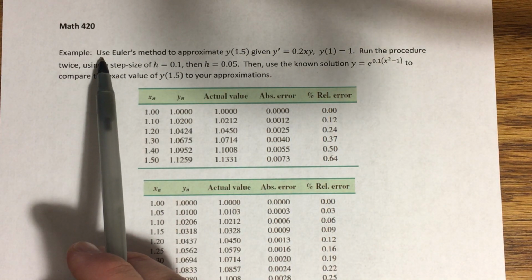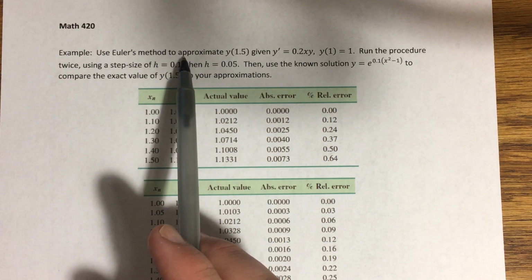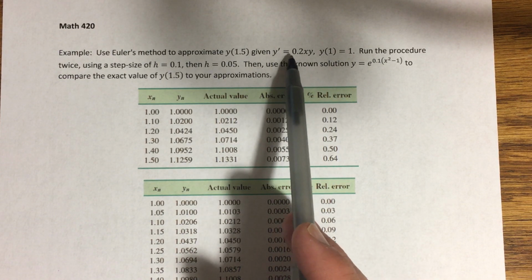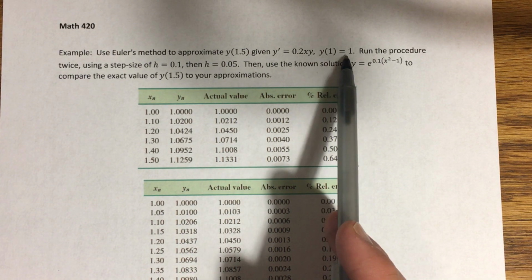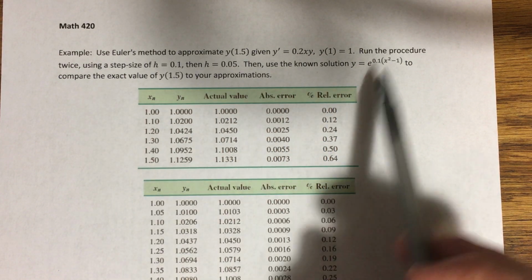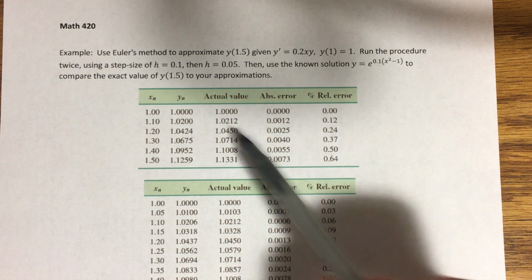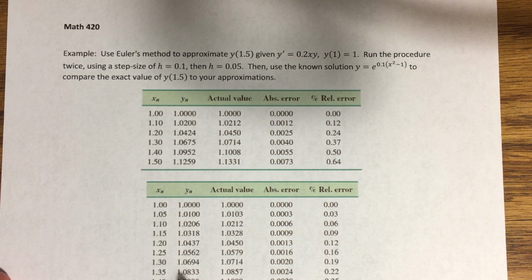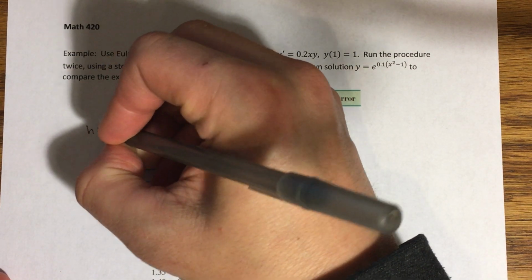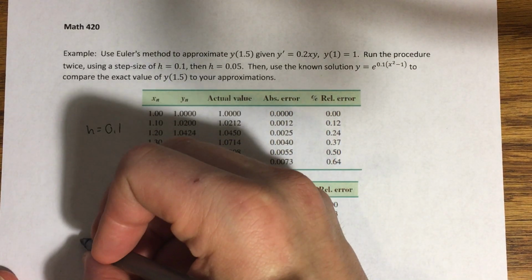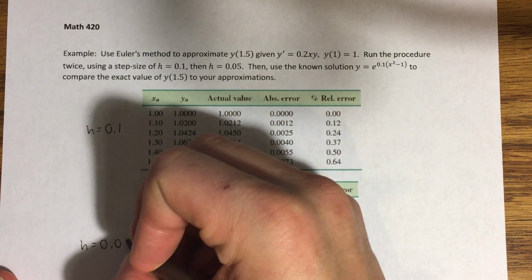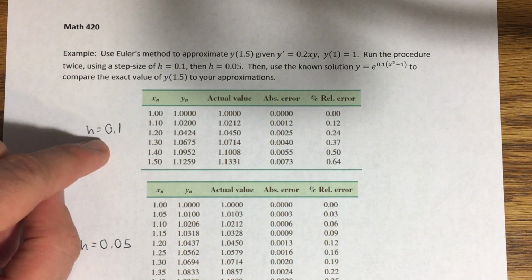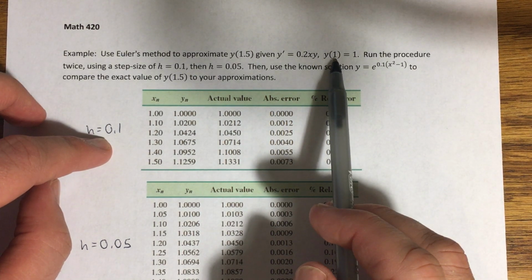What we'd like to do here is use Euler's method to approximate y of 1.5 for this other IVP: y prime equals 0.2xy, and our initial condition is y of 1 equals 1. What we'd like to do is run the procedure twice using different step sizes. In the first case, I'm going to use a step size of h equals 0.1, and then I'm going to run it again with h equals 0.05.